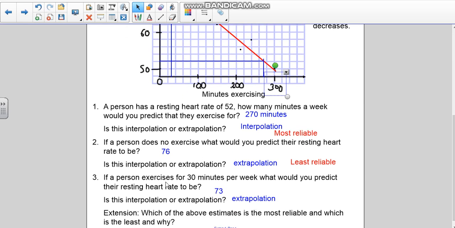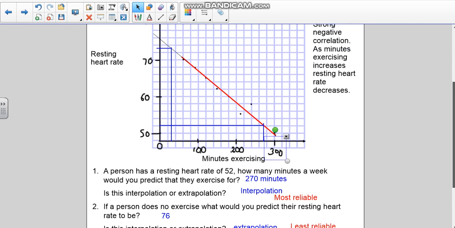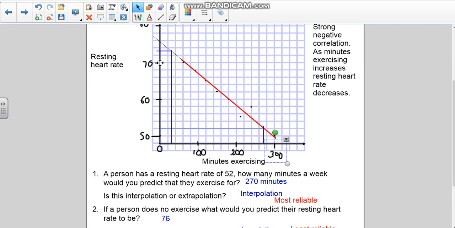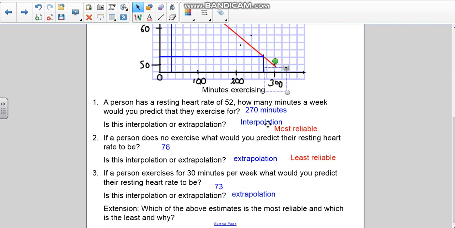And number 3, if a person exercises for 30 minutes, what would you predict their resting heart rate to be? So 30 is around here. If I again go up and read off, that's coming out at about 73 as the resting heart rate. But again, I've had to use the extended part of the line, so that's also extrapolation. So I've got an interpolation and 2 extrapolations. The most reliable, again, interpolation is always the most reliable way of predicting. The least reliable has got to be this number 2 when there was no exercise.